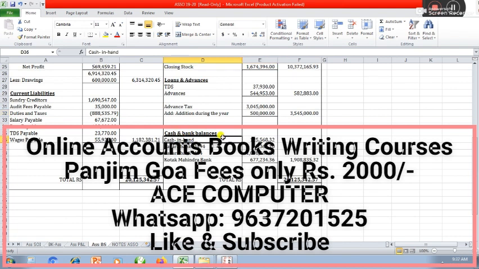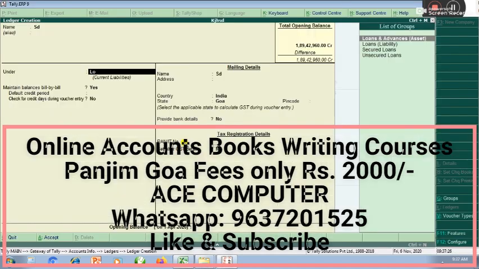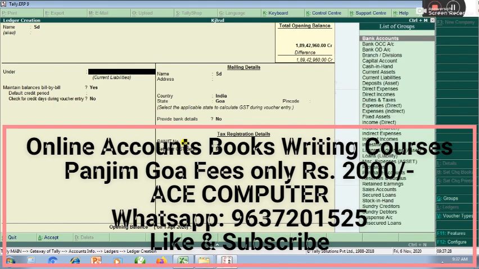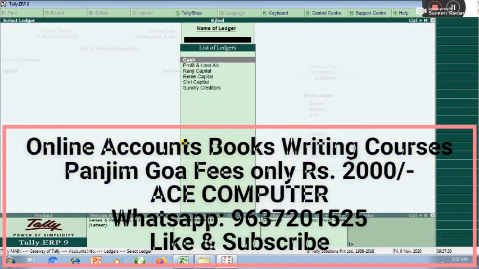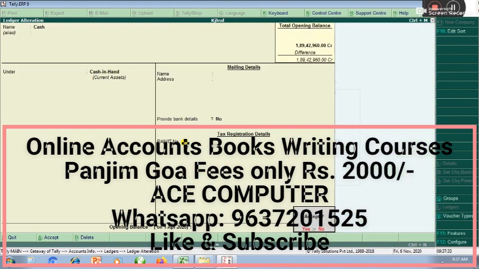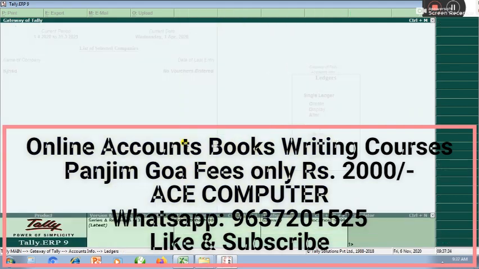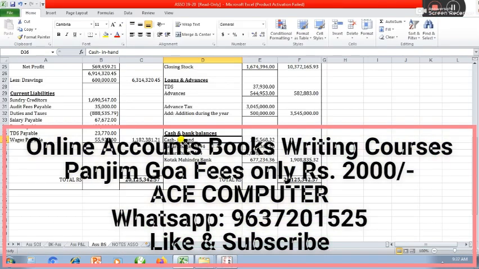Okay, about cash and bank balances, cash in hand, and cash at bank, Canara bank account, you have to create this bank account under bank. Cash will be already there. To enter the opening balance in cash, you have to come out of this alteration, cash, then you enter the opening balance of cash. Okay, next, Kotak Mahindra, all this you have to create as bank accounts.